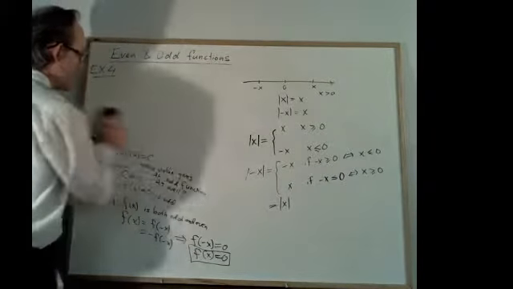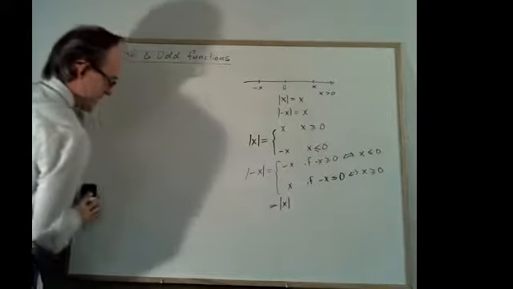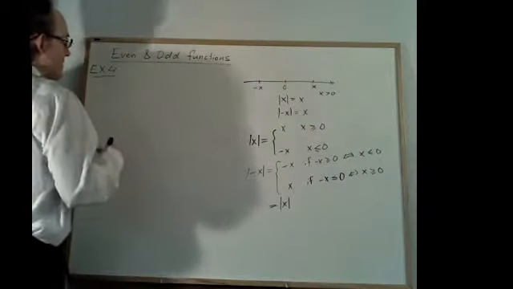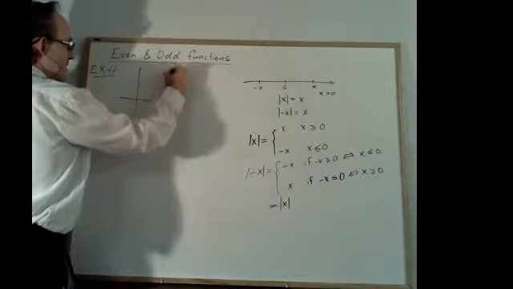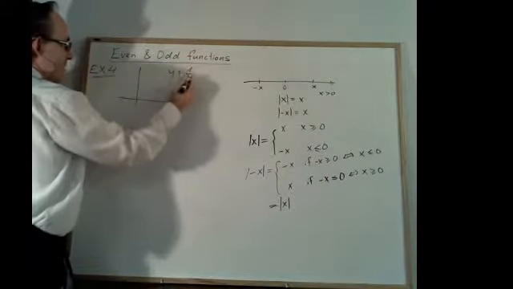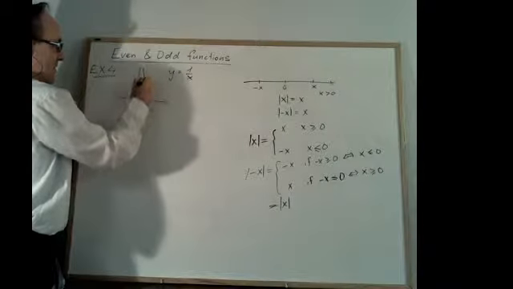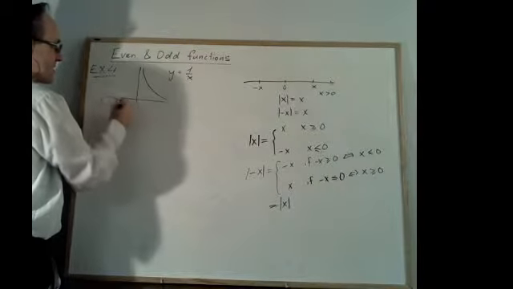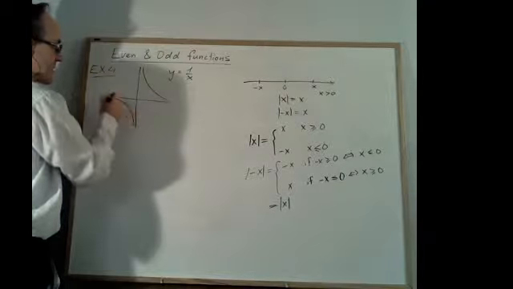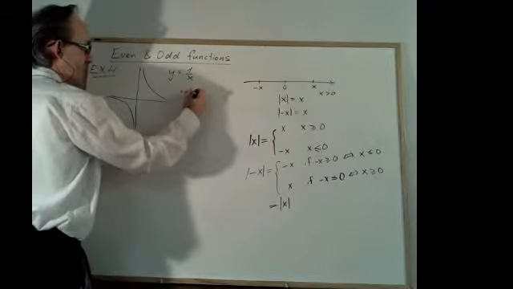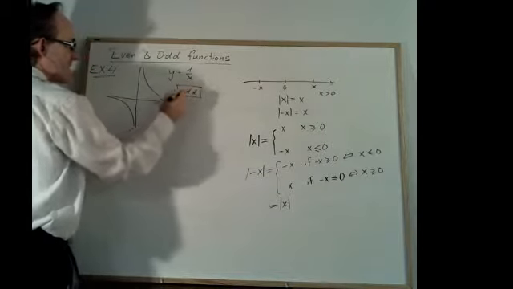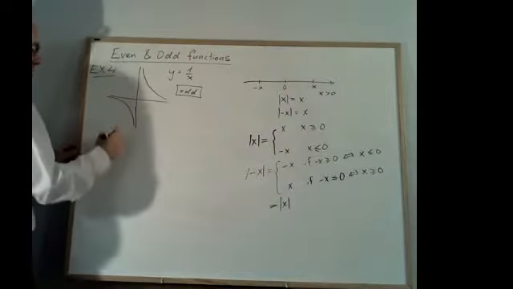And you can check all of the examples. Usually it's just a matter of plugging in minus x into the function and seeing whether it changes sign or not. If it gets you back the original function, then it's even; if it changes sign, then it's odd. So the inverse function is going to be odd. You can see it also by reflection through the origin.